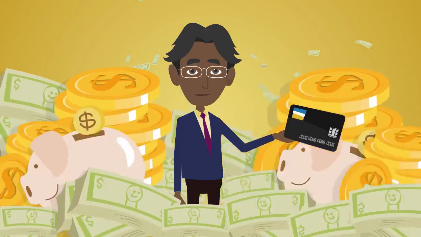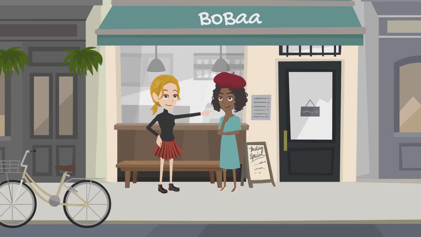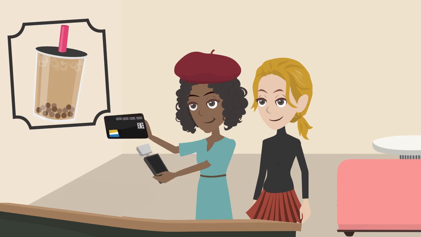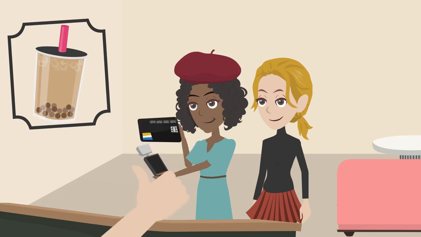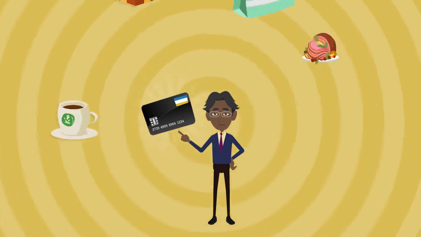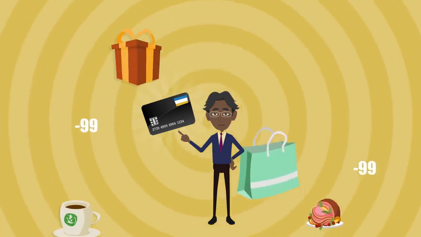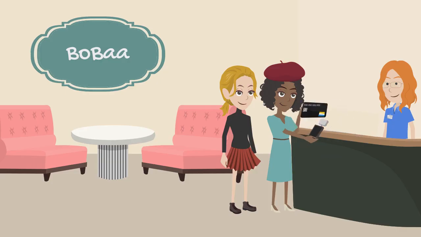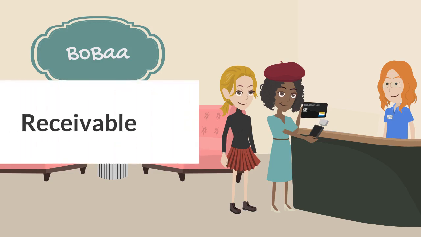Do you often use your credit card to purchase goods or services? Have you ever wondered what transactions with a credit card actually look like from the vendor's point of view? Credit cards are a common way to make purchases on account. When customers pay on account, companies record that amount as a receivable.